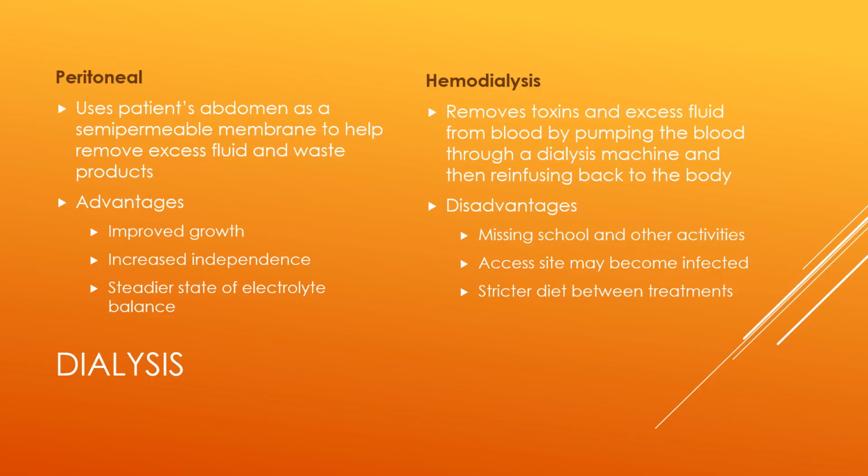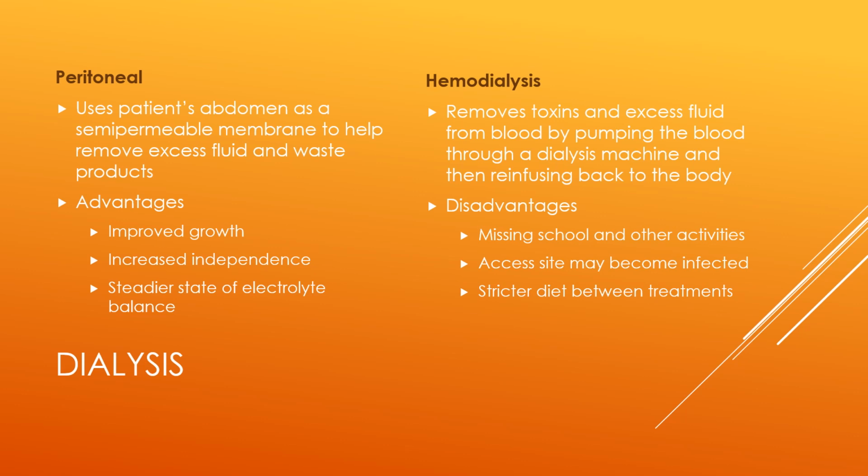So let's look a little bit at dialysis. We've talked about peritoneal and hemodialysis. So let's break it down just a little bit here. Peritoneal dialysis is the preferred method of dialysis for children. It uses the patient's abdomen as a semi-permeable membrane to help remove excess fluid and waste products. The advantages for this are improved growth, increased independence, and a steadier state of electrolyte balances. Another advantage for peritoneal dialysis is that it can be done from home.